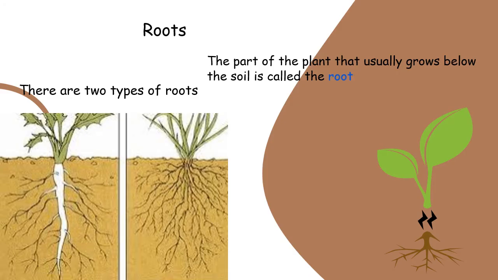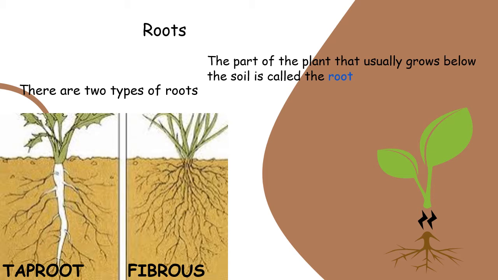The part of the plant that usually grows below the soil is called root. There are two types of roots. Taproot. Taproots are roots that consist of a thick main root from which many thin roots grow. Plants such as carrots and hibiscus have taproots.